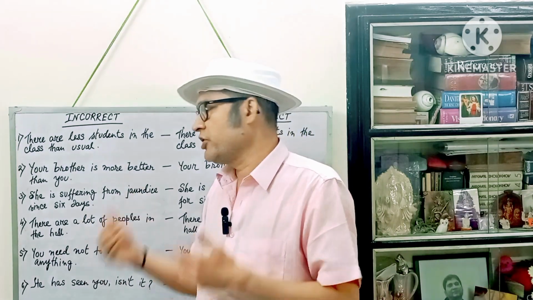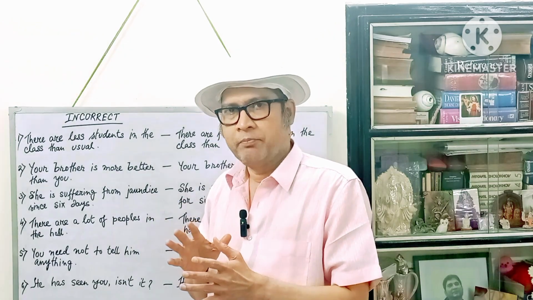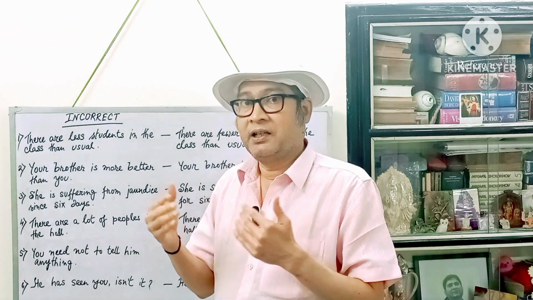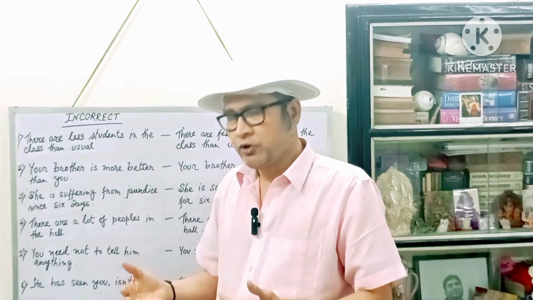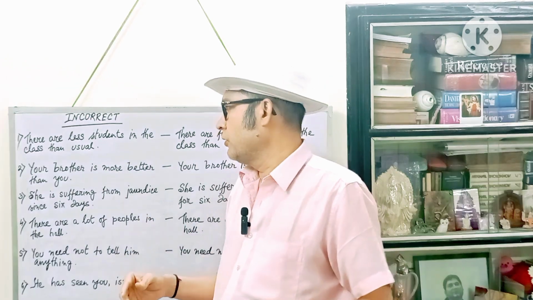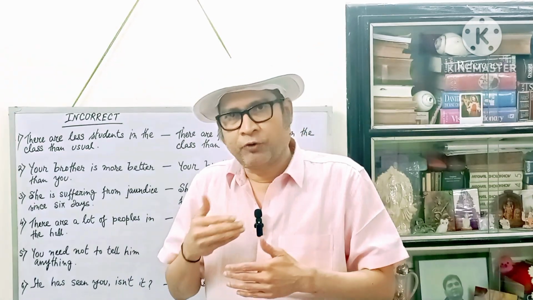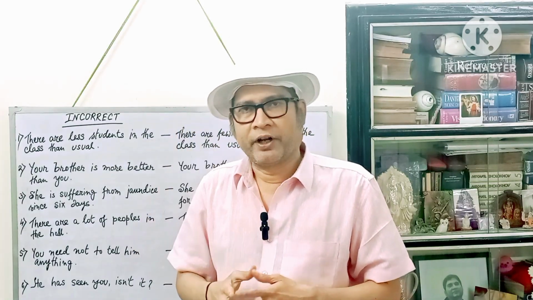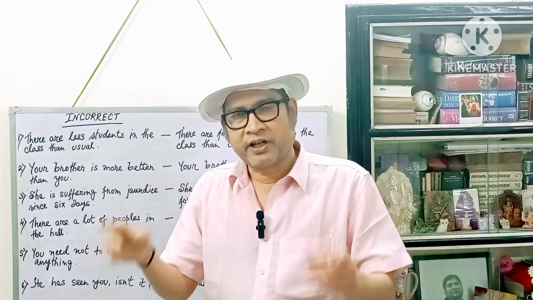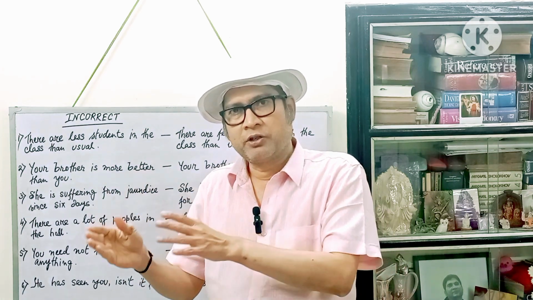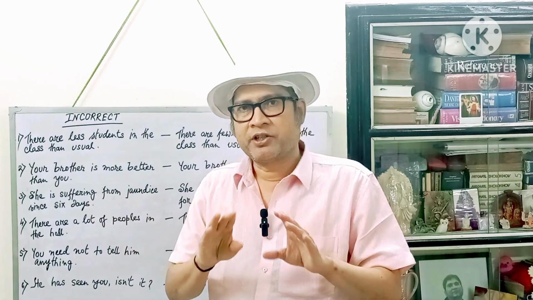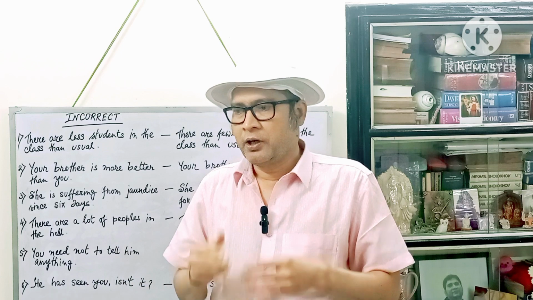So whenever you are using "since" before a point in time, don't forget to make the sentence in either the present perfect continuous tense or the past perfect continuous tense. For example, I have been waiting for you since 6 o'clock in the morning. I have been waiting for you: present perfect continuous tense I have used. Why? Because I am going to use the preposition "since". So I have made the sentence in the present perfect continuous tense.